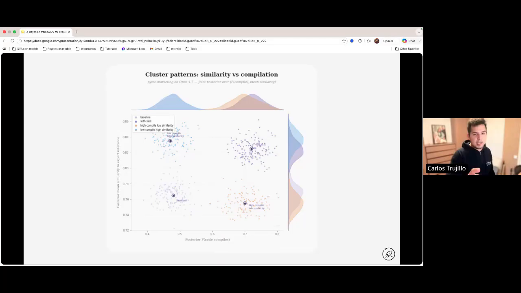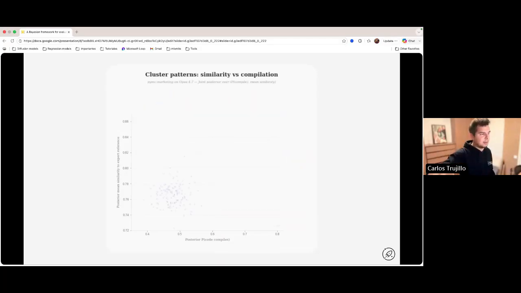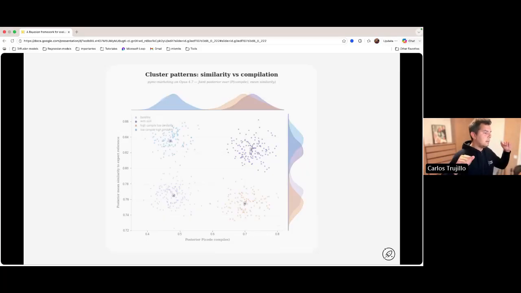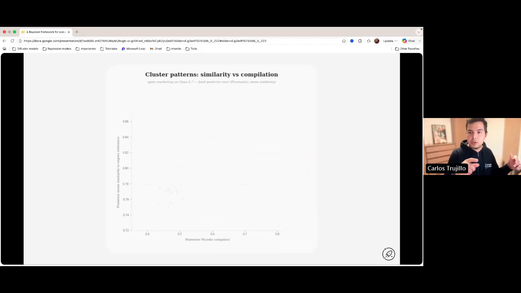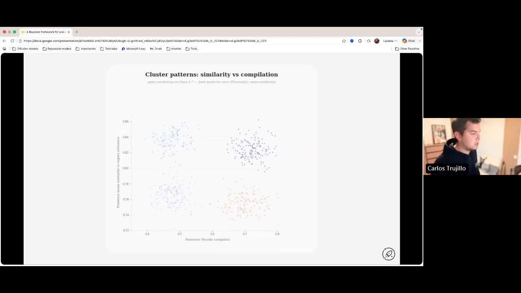So let's say that, again, you are in the yellow part, which is high compilation, low similarity. That means that probably the code is compiling because it's just doing a lot of functions that can pass, but none of them are reliable. So you can use where the other trials land to find those out.